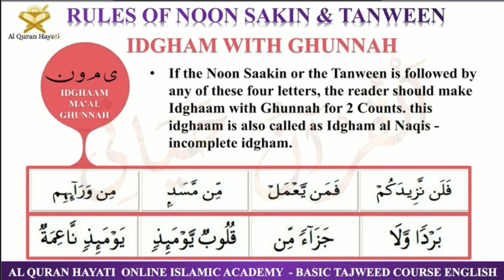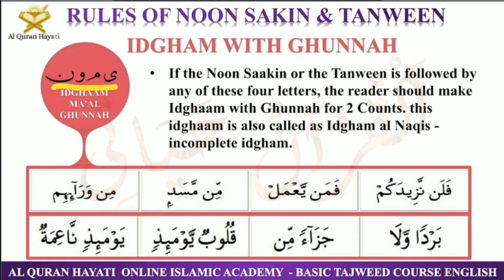First, now let's see what is idgham with gunna. If the noon sakin or tanween is followed by any of these four idgham letters, ya, mim, waw, noon, then we have to merge noon sakin and tanween with these four letters by doing 2 count gunna. 2 count gunna is done on these letters. I'll repeat again. You write it in your books.